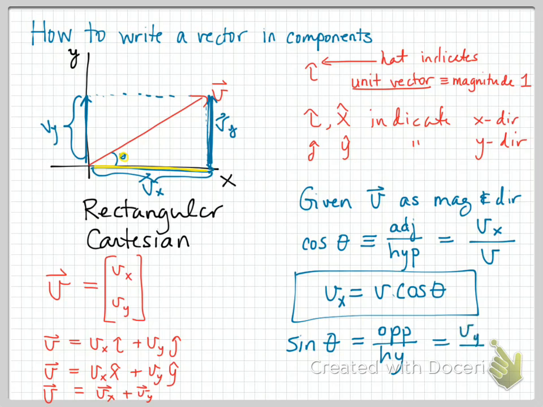And again, the hypotenuse is always the long side of the triangle, and it's just the magnitude of the vector v. I can cross multiply again, multiply both sides by the v, and I get that Vy equals V times sine of theta. Let's do a quick example and see how that works in practice.